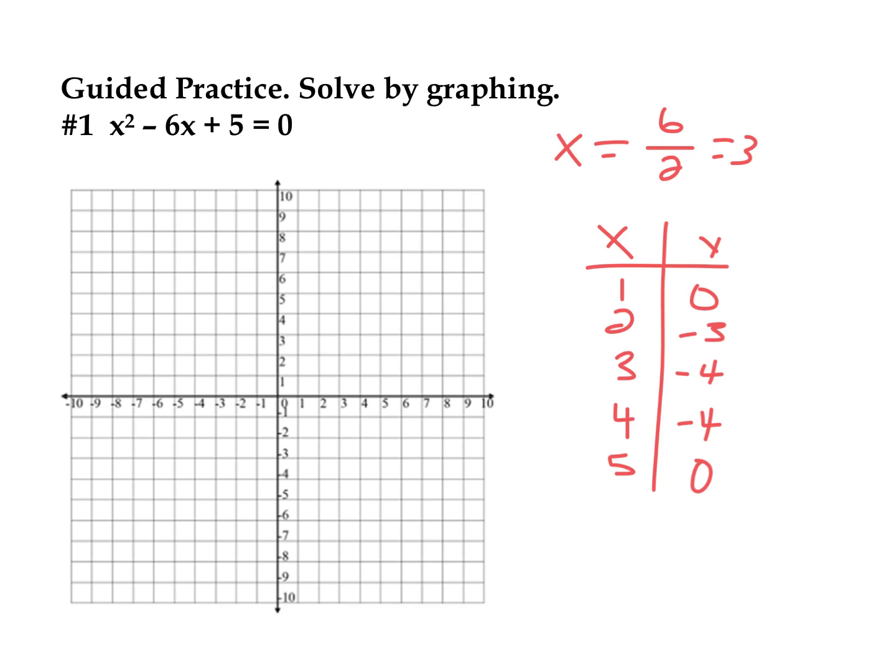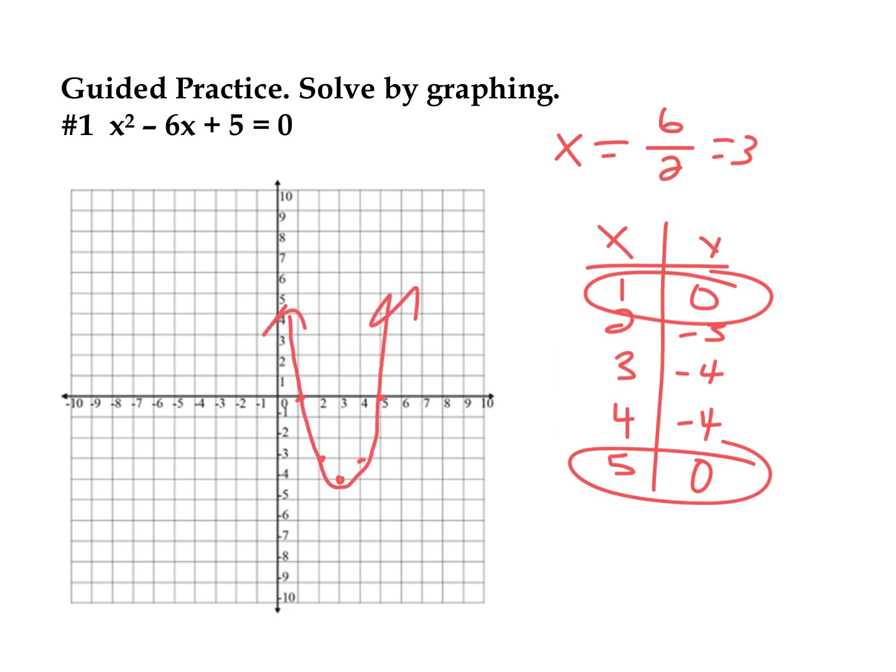And if I graph this, I'd have (1, 0), (2, negative 3), (3, negative 4), (4, negative 3), and (5, 0). And again, even from the table of values, I should be able to see these are going to be my intercepts, because those are where my y value is 0. So I'm going to draw my parabola through those points. I can see right there my solutions. My solutions are going to be x equals 1 and 5. Those would be my two solutions for that quadratic equation.